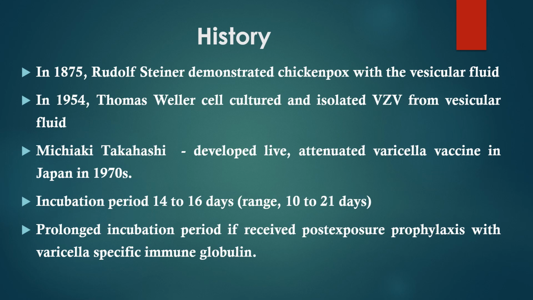The vaccine virus was developed from virus isolated by Michiaki Takahashi from vesicular fluid from a healthy child with varicella disease. The incubation period of the varicella zoster virus infection is around 14 to 16 days, which may extend up to 21 days. Prolonged incubation period may lead to post-exposure prophylaxis with varicella-specific immunoglobulin.